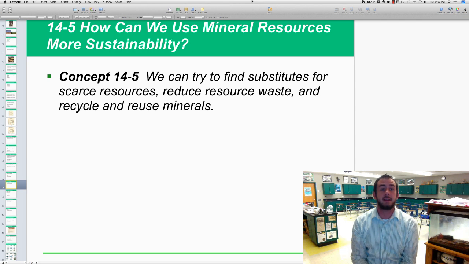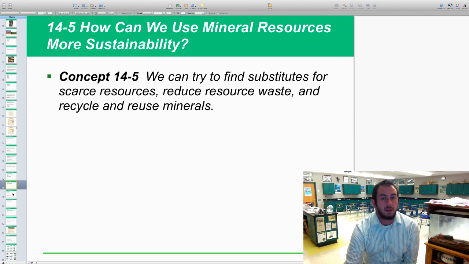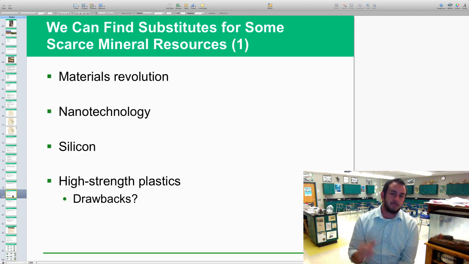And the question we're asking today is how can we use mineral resources more sustainably? Can we find substitutes? Are we going to reuse? Are we going to reduce? What are we going to do to make the use of those more long-lasting and sustainable?